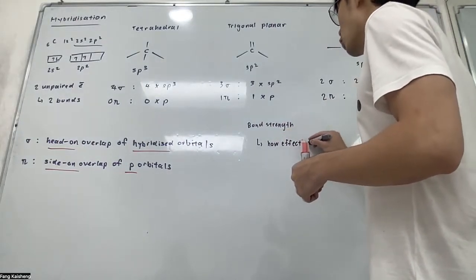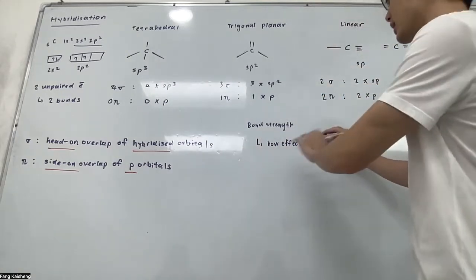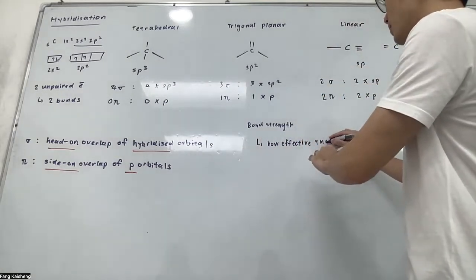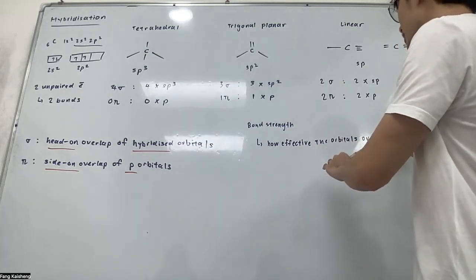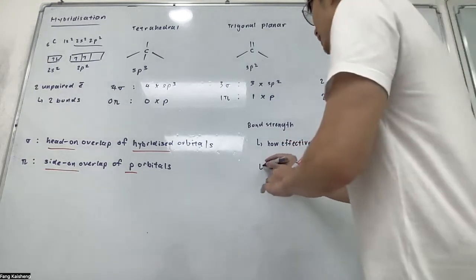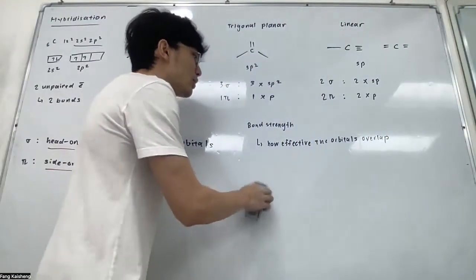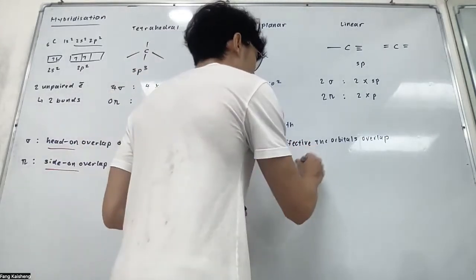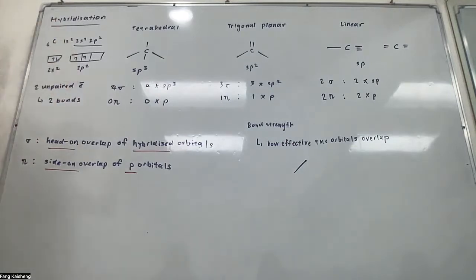No matter where you go in your entire chemistry syllabus, for bond strength you must tell me how effective the orbitals overlap with one another. The more effective the orbitals overlap, the stronger the bonds. That one should be quite obvious. But how effective the orbitals overlap can depend on two different factors. Can you tell me one of the factors that you have learned that's not really in hybridization? You all learned this back in the day.